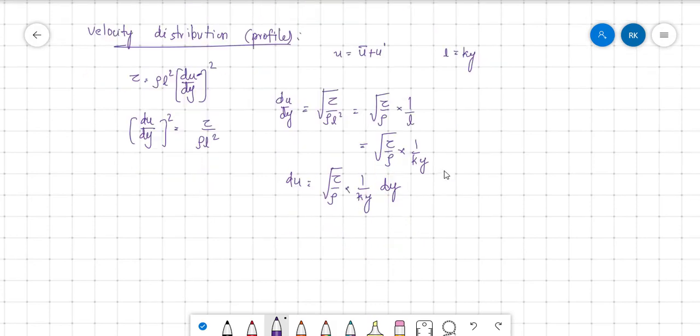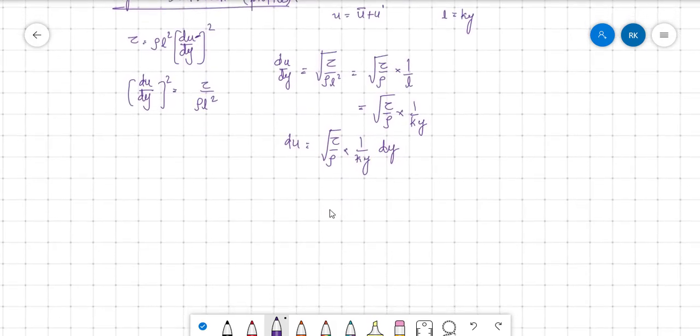And also, this shear velocity is equal to under root tau by rho. We have seen in the laminar flow that this is called shear velocity. What is shear velocity? Measurement of a shear stress in terms of velocity is called shear velocity. That is also equal to v into under root f by 8. So this under root tau by rho, we can write it as v star into 1 by ky dy. So this is differential one.